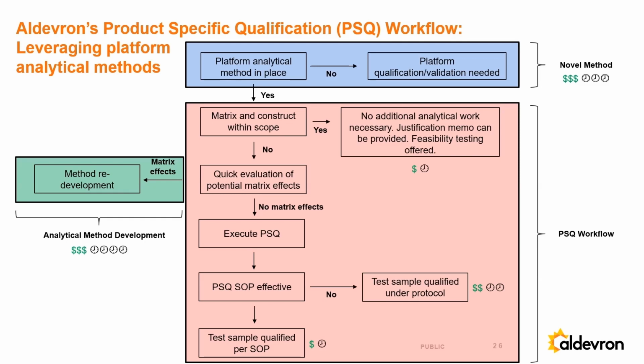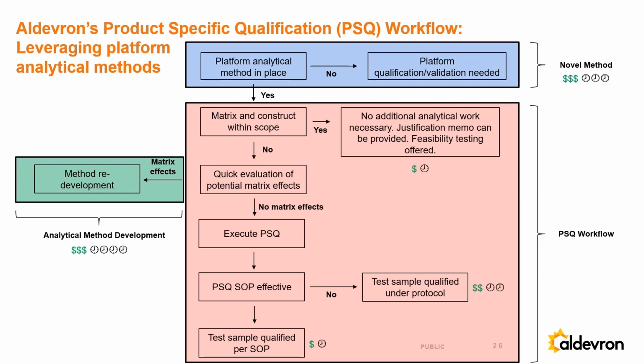And so if we walk through what this PSQ workflow looks like in practice as it relates to mRNA assays, for example, we can use SoloVPE concentration for RNA drug substance as an example. The first assessment really is, do we have a platform analytical method in place? Yes or no? If the answer is no, then straight away we're into, okay, we need to develop, qualify, validate that method. And of course, that takes time. That is quite expensive. And so in this case, and for our mRNA drug substance panel, oftentimes the answer is yes.